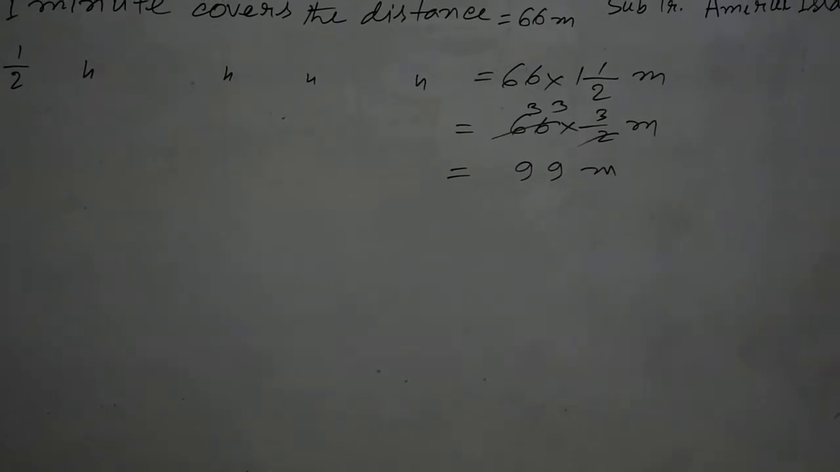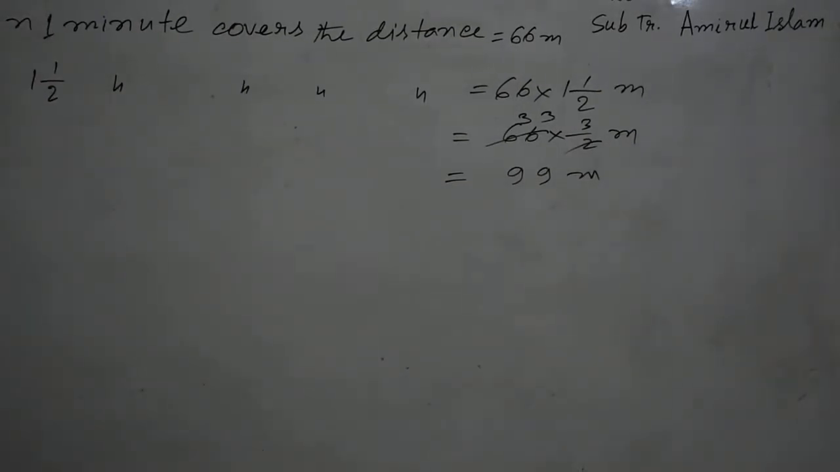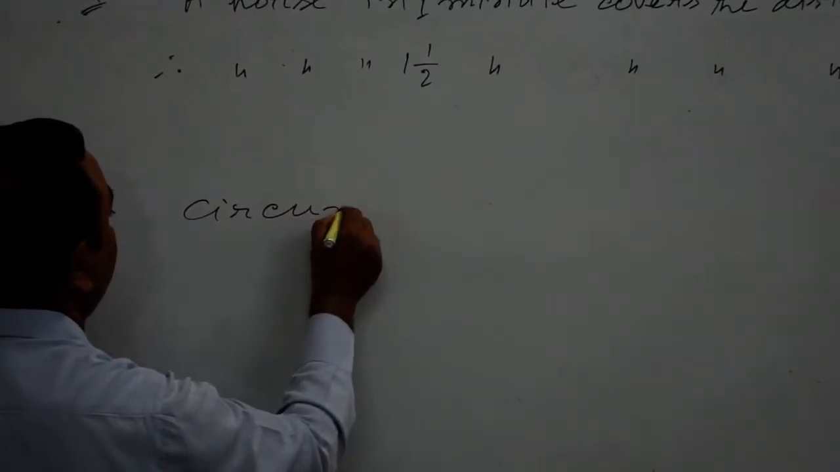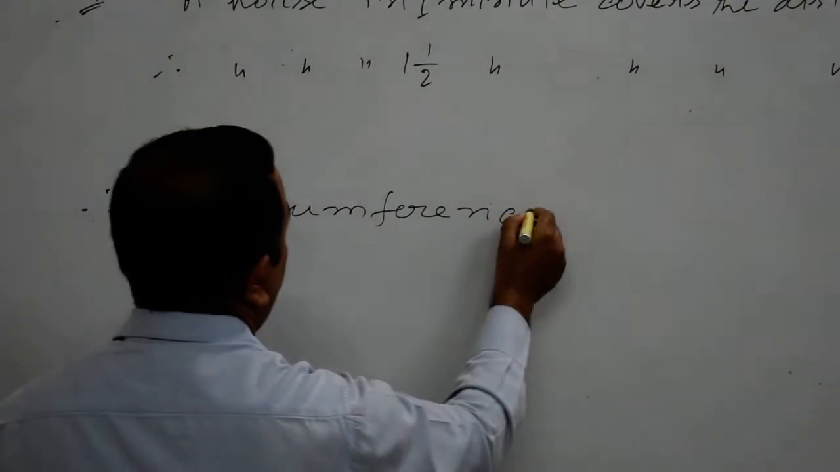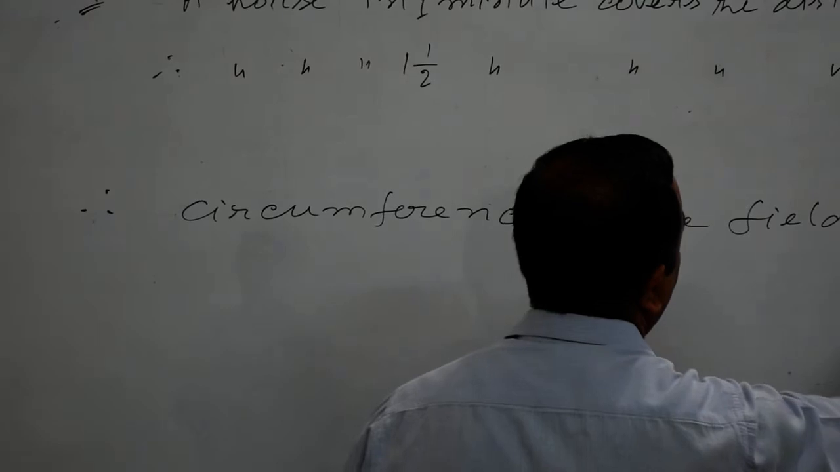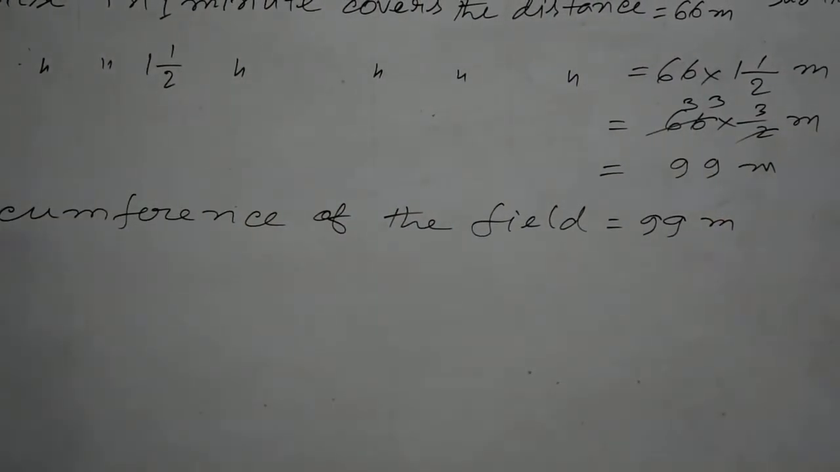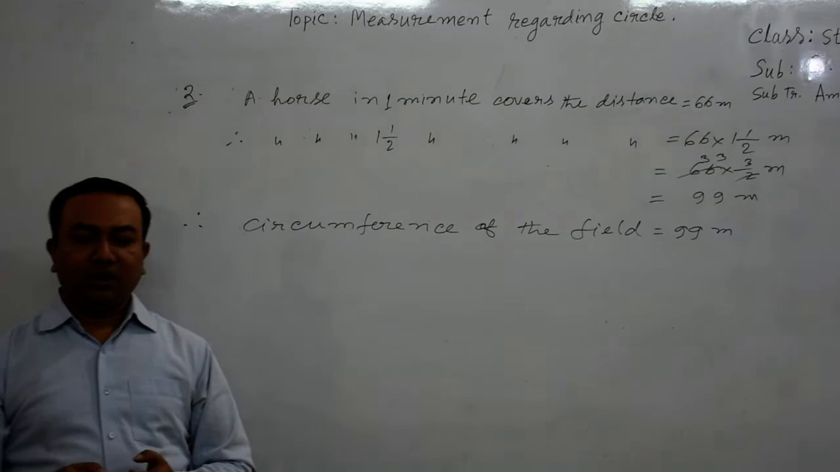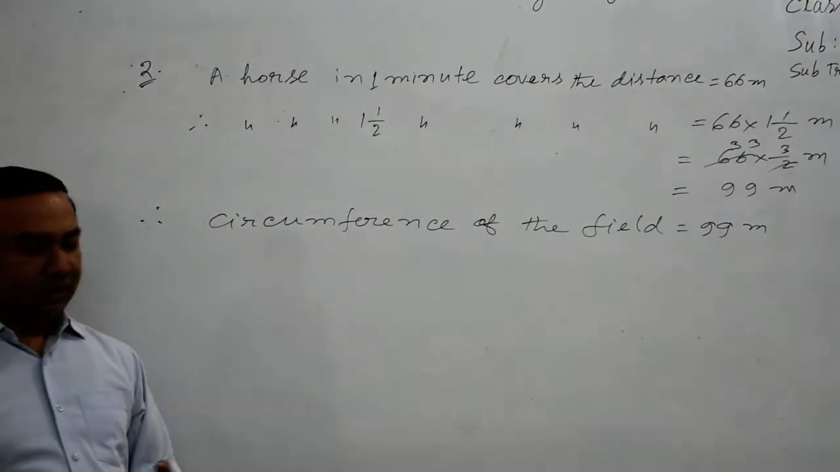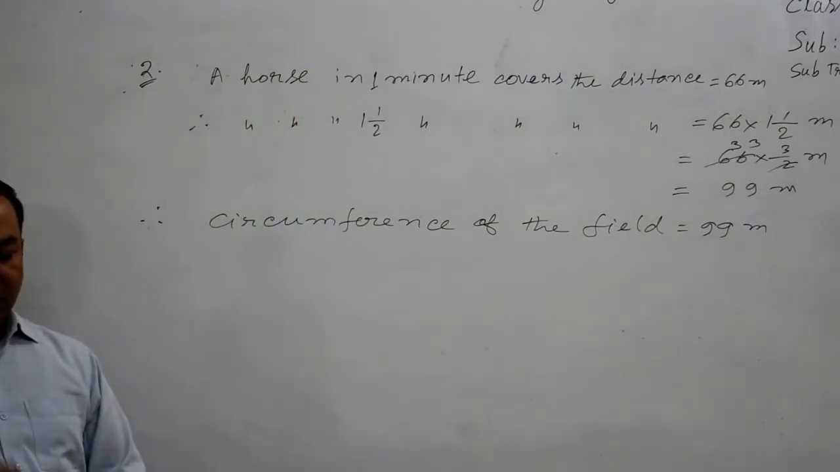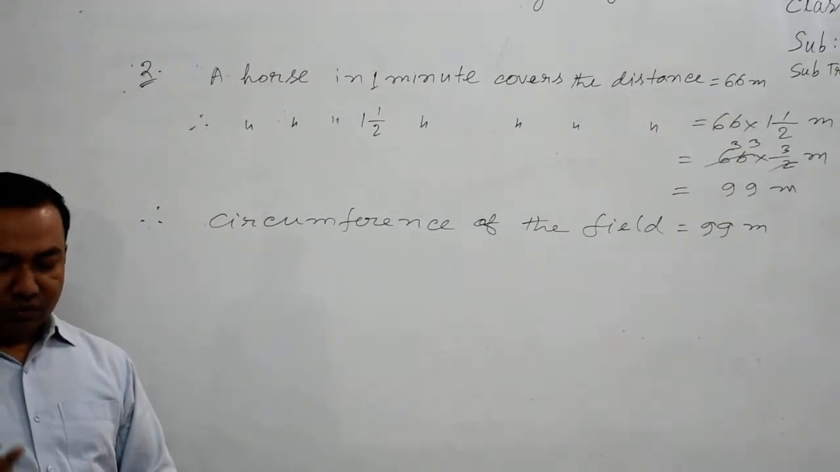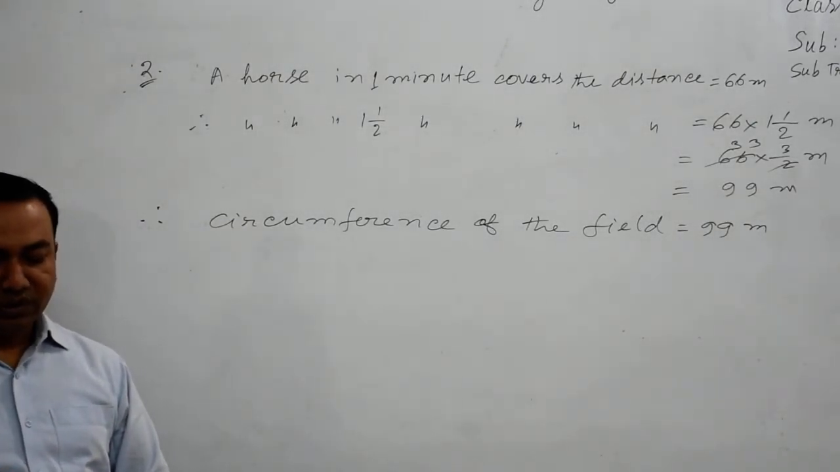So you can say the circumference of the field is equal to 99 meter. Here it is not given directly what the circumference of the field is, so we find it by calculating this way. After finding the circumference, now see the question. What is wanted in the question? Determine the diameter of the field.